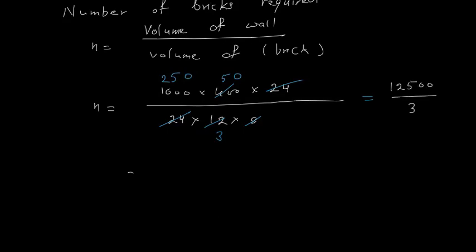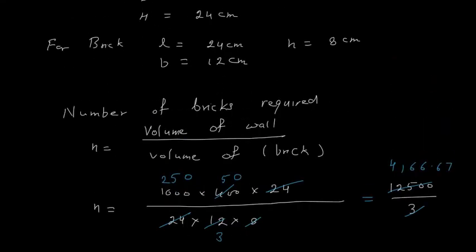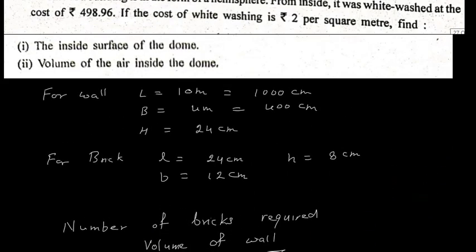So let us divide this 125,000 with 3, or directly you can cancel, no problem. Here when you cancel, 3 4s are 12, 3 1s are 3, 2 20, 3 6 are 18, 2 20, 3 6 are 18, 0.67 you can say. So number of brick n is equal to 4166.67, that is approximately 4167. So 4167 number of bricks are required to construct the wall.